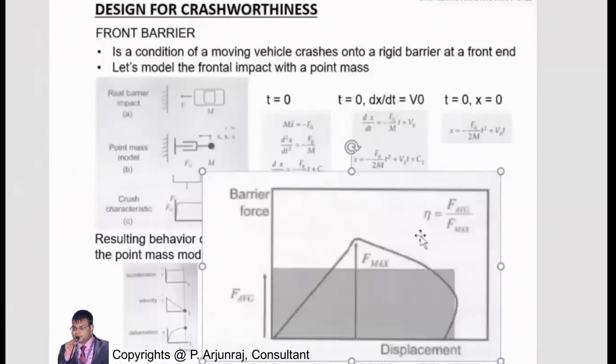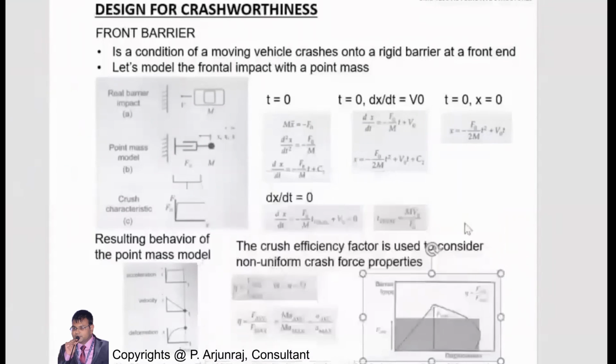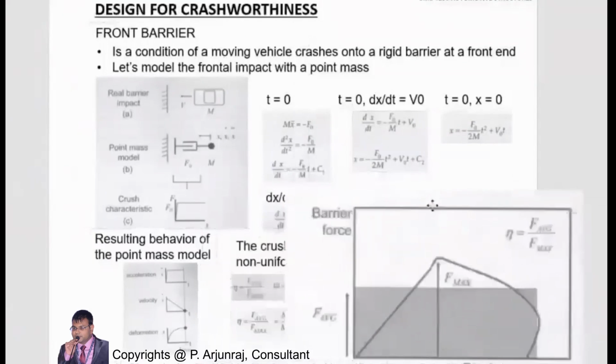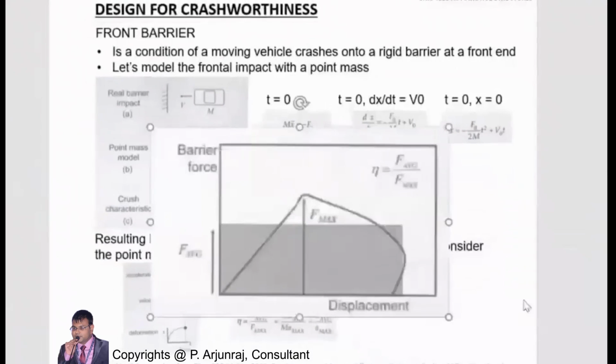And as I said, the efficiency, which is nothing but the average force acting relative to the maximum force. So F average divided by F max will give you the crush efficiency factor, which needs to lie between 0 and 1. And if you want to consider, instead of the ratio between F average and F max, you can also consider the acceleration or the mass basically.